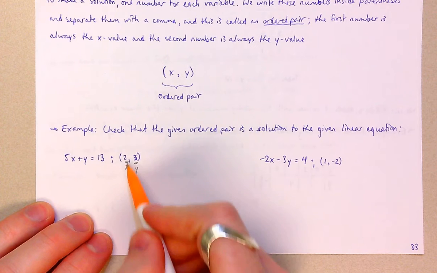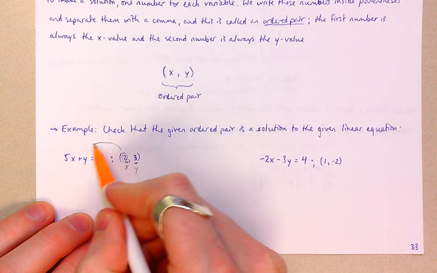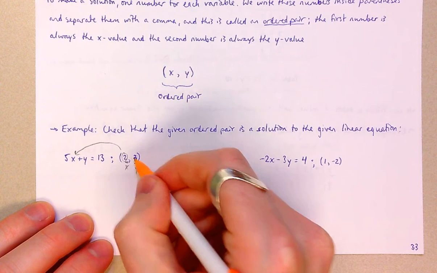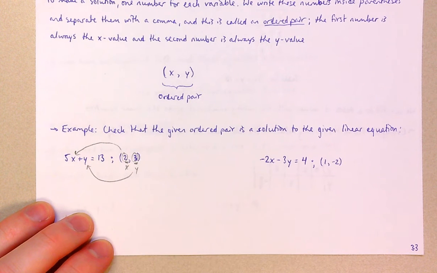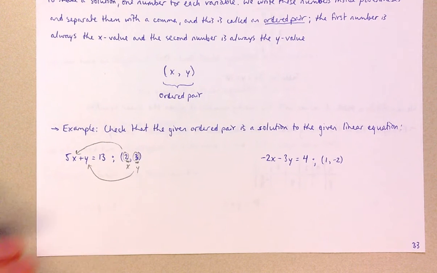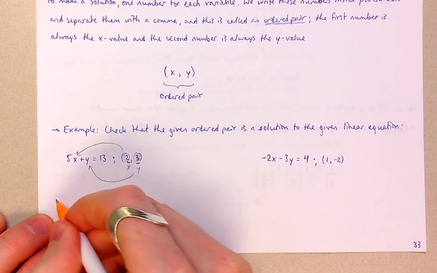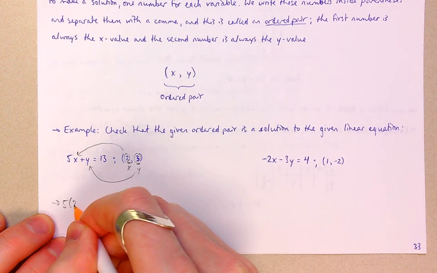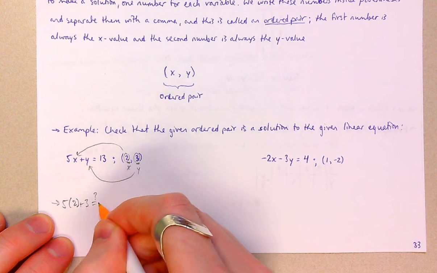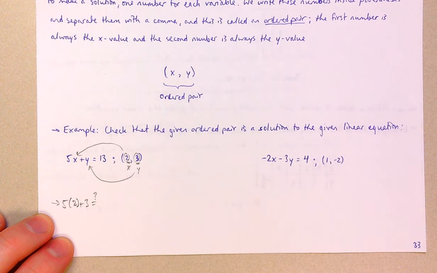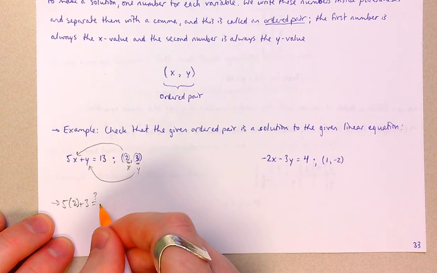So I'm going to have this 2 take the place of the x. I'm going to have this 3 take the place of my y. And we'll see if we get the left and right hand sides to be equal. So 5 times 2 plus 3. Again, putting that question mark over the equal sign because we're not sure if this is equal.